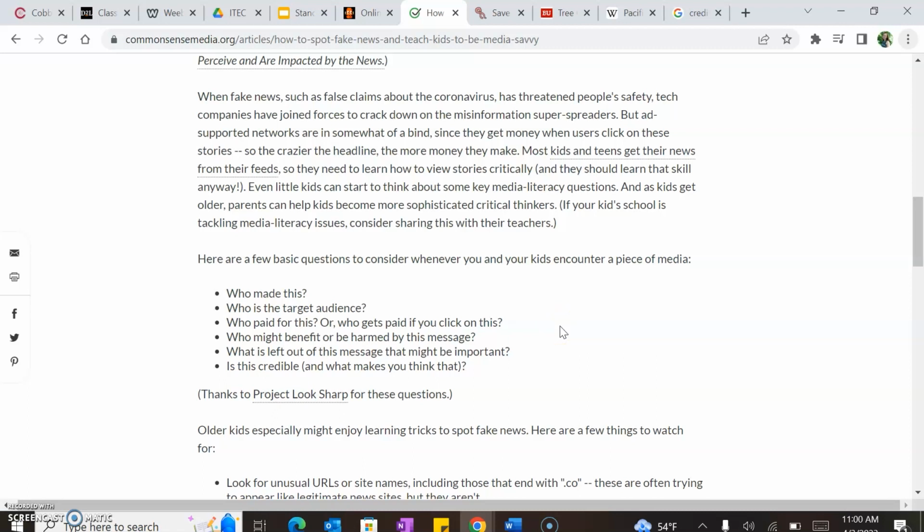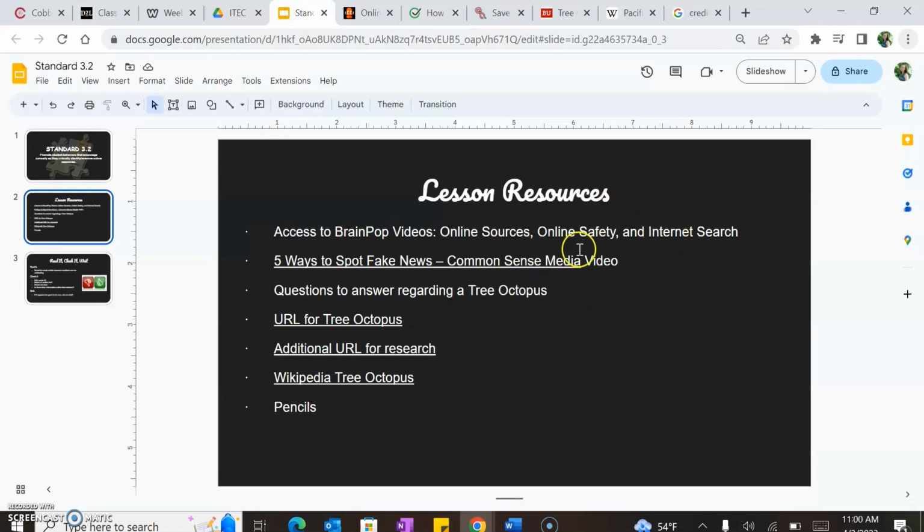So they're looking at who made it, who the target audience is, who paid for it, who might benefit or be harmed from the message, what is left out of the message, and is it credible? After going through all of those videos and the article, the students were then provided with 3 different websites on the tree octopus.